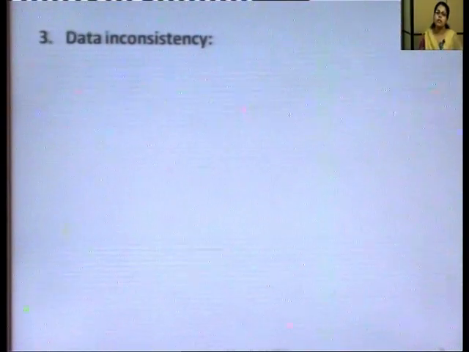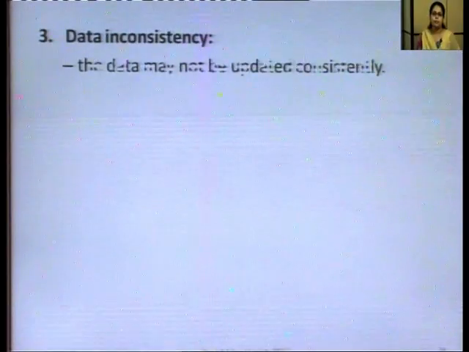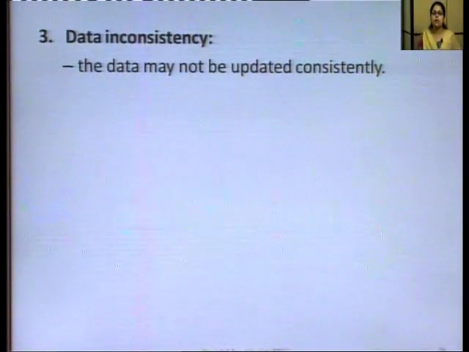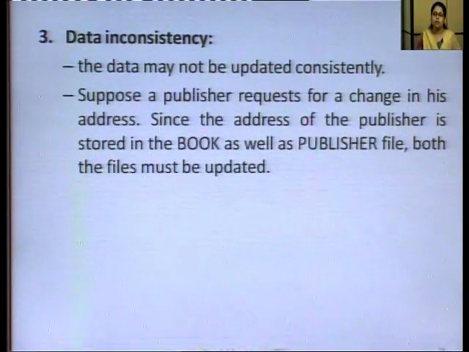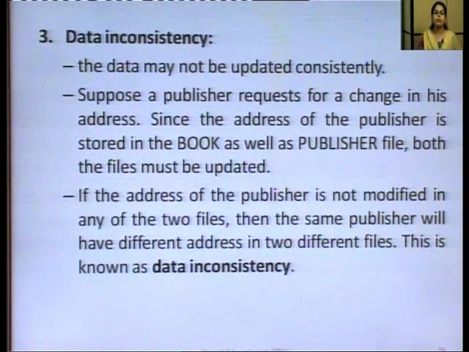Next is data inconsistency, which is the consequence of data redundancy, you can say. The data may not be updated consistently. Suppose a publisher requests a change in his address. Since the address of the publisher is stored in the file book as well as in the file publisher, both the files must be updated. But if the address of the publisher is not modified in any one of the two files, then the same publisher will have different addresses in two different files, and this situation is known as data inconsistency.